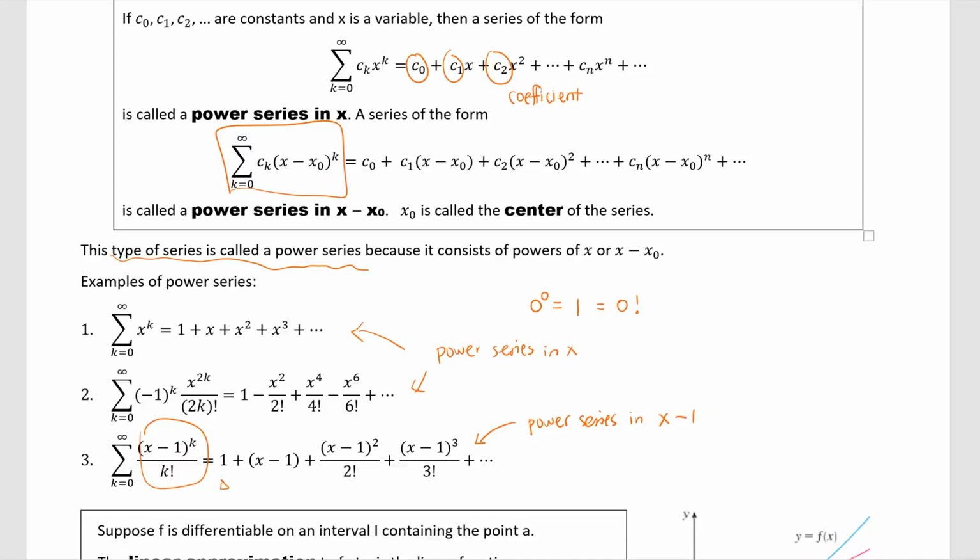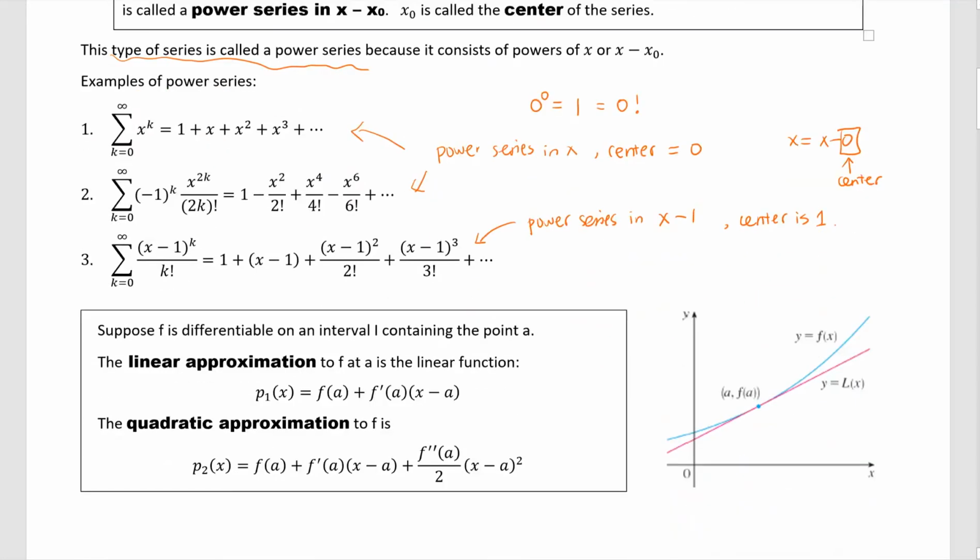So what's the center for a power series in x? The center is 0, because you can think about x as like x minus 0. So center is 0. How about the power series in x minus 1? What's the center? Yeah, the center is 1. Okay? So those are the examples.